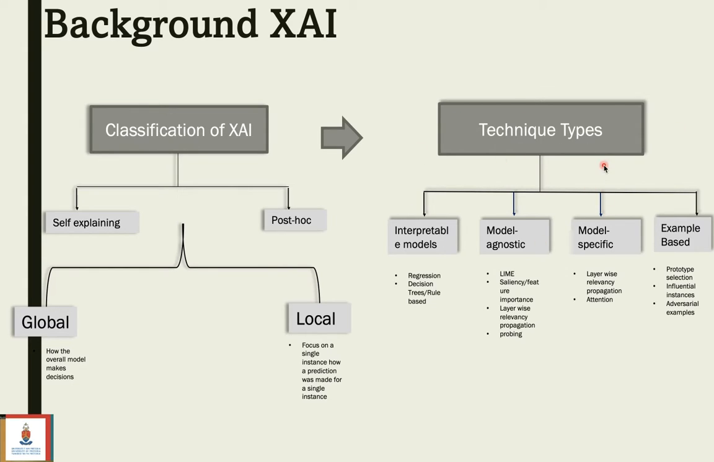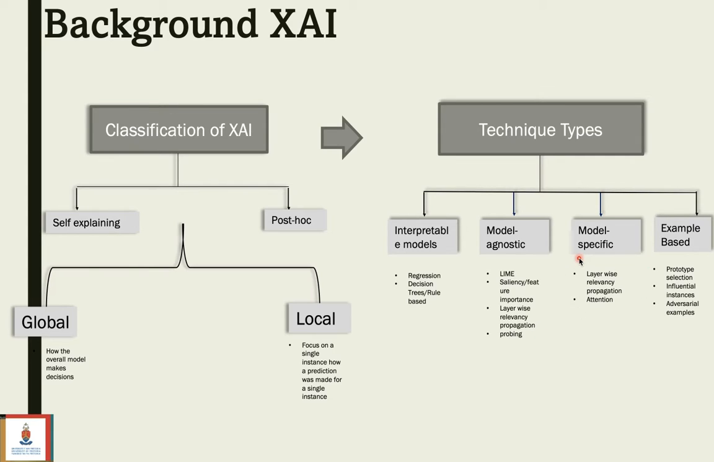There are four techniques which I've picked up from the literature that I've read in terms of explainable AI or interpreting your models. The first one is interpretable models, which are models which are interpretable themselves, like your regression models, decision trees, or rule based models. Secondly, model agnostic. Model agnostics are explainable AI techniques which can be applied to all models, even self explaining models. These techniques consist of LIME, saliency, feature importance, layer wise relevancy propagation, as well as your probing.